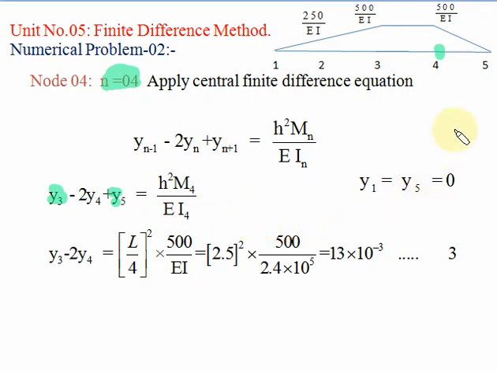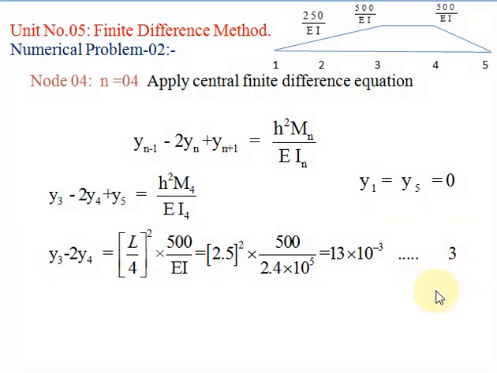Now here we know that the value of y5 is 0, so put y5 equal to 0 here. So y3 minus 2y4 equals h square, which is L by 4 square, into the moment at point 4, 500 upon EI. We know that the value of h is equal to 2.5 square into 500 upon 2.4 into 10 raised to 5. So we get the value as 13 into 10 raised to minus 3. This is equation number 3.